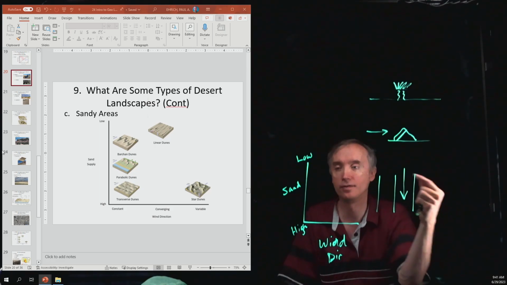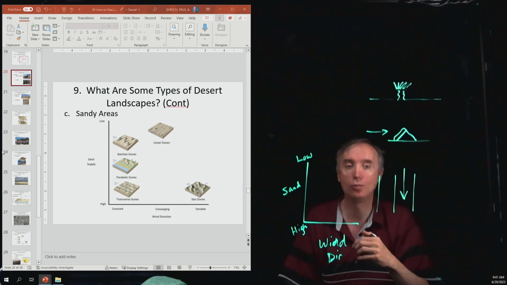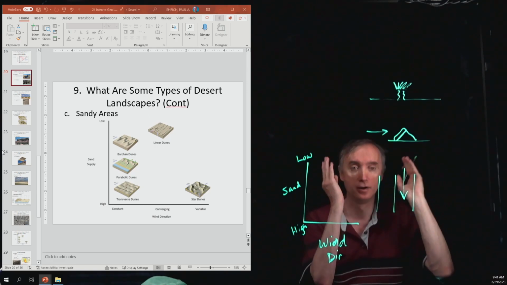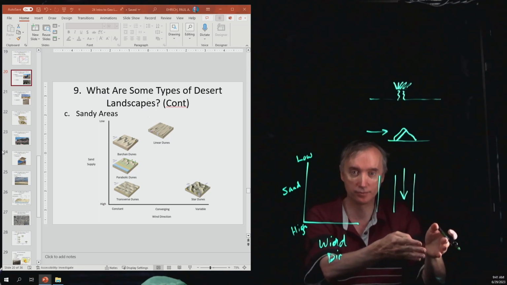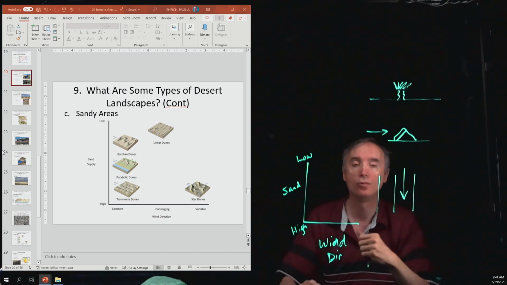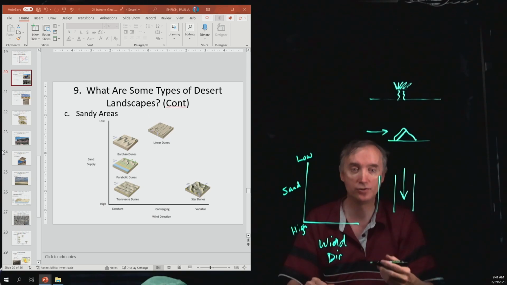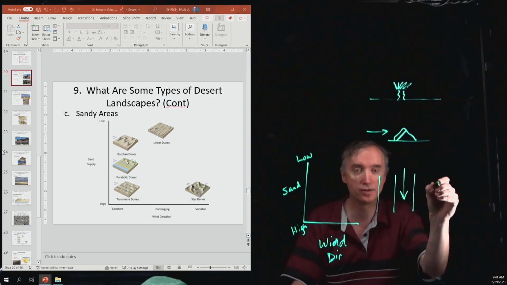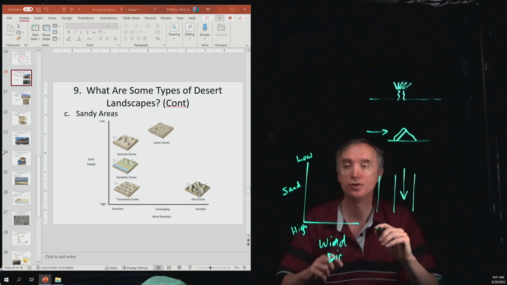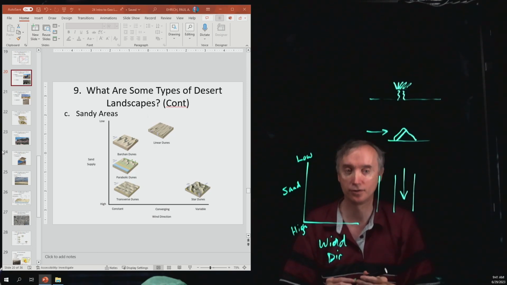So you'll notice that on this side over here is what happens if the wind is always blowing from some particular direction. And then on the other side, you have what happens if the wind changes. So sometimes the wind blows this way, sometimes the wind blows this way, and you notice that you can get different kinds of sand dunes.